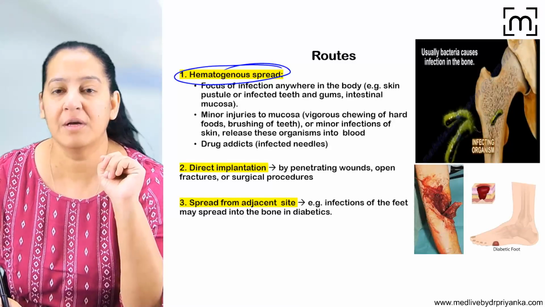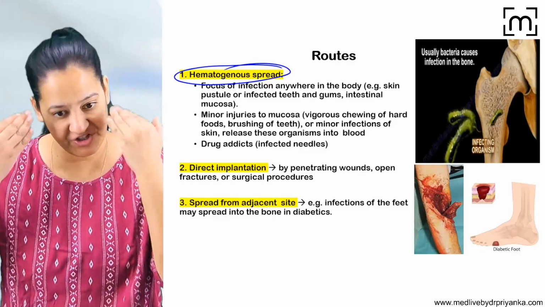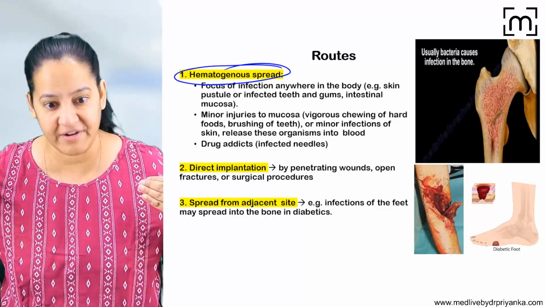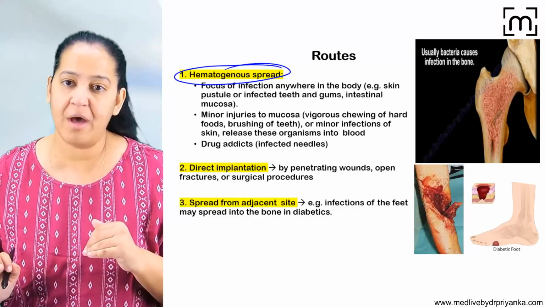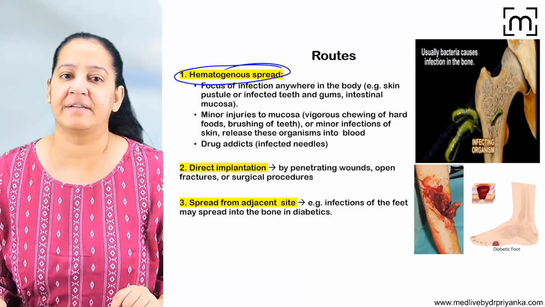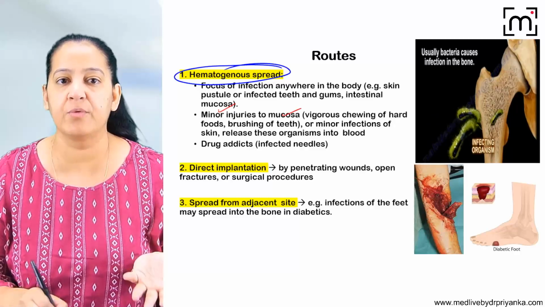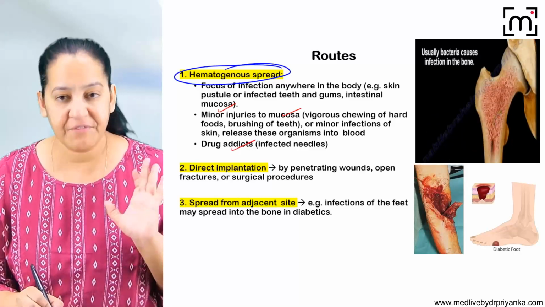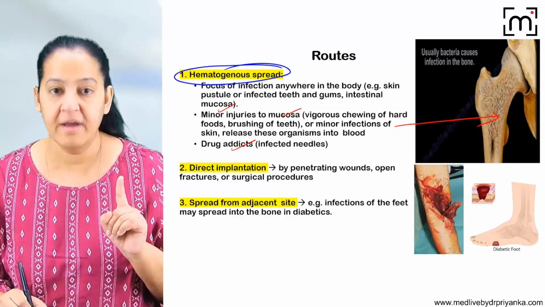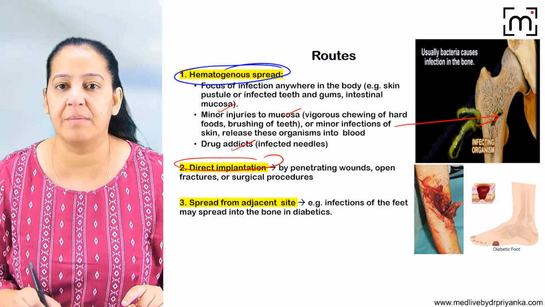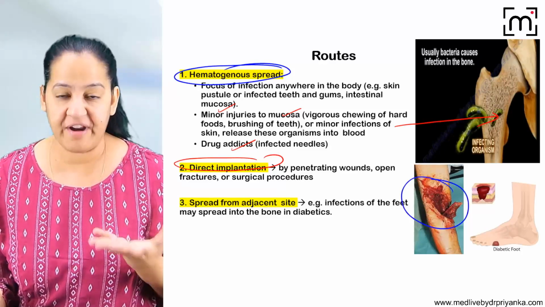So you know, whenever the bacteria is present in the blood, that is, sepsis is there. There is infection in any part of the body, and via that the bacteria enters the blood. Now blood is going everywhere. Blood is going inside the bone also, bone marrow also. So via blood they can enter. It can be due to minor injury to the skin or the mucosa. It can be IV drug users. So whenever there is bacteria in the blood, it can directly enter inside the bone. Number one. Number two, direct implantation by open surgery, penetrating wounds, open fracture.